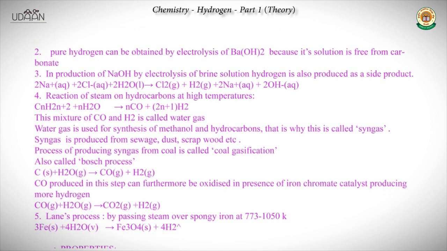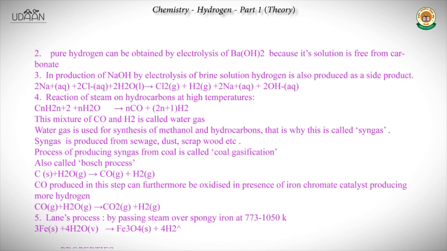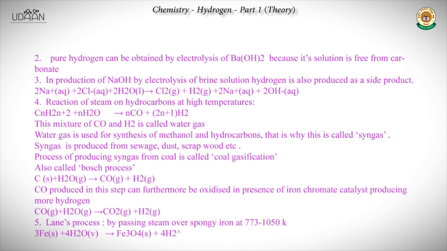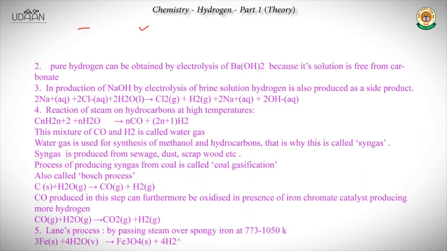The second one is that pure hydrogen can be obtained by electrolysis of barium hydroxide, because its solution is free from carbonates. So this is very important, and I think it has been asked one time in the JEE exam. Third, in production of NaOH by electrolysis of brine solution, hydrogen is also produced as a side product. See the reaction here: Na plus Cl minus plus H2O giving Cl2 plus H2 plus 2Na plus 2OH minus. Here our aim was to produce only chlorine gas, but we got H2 gas as a side product.